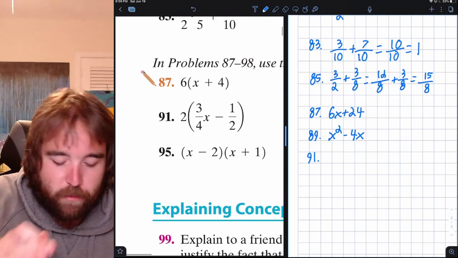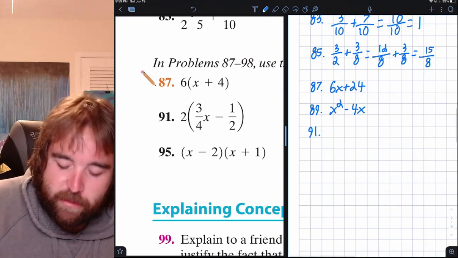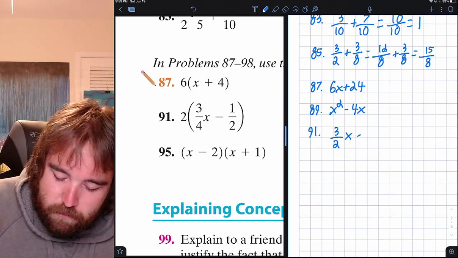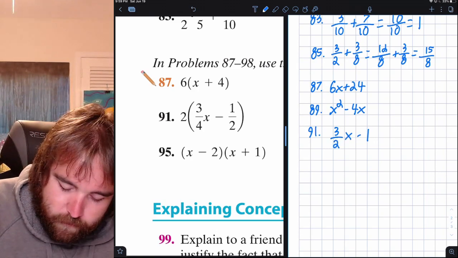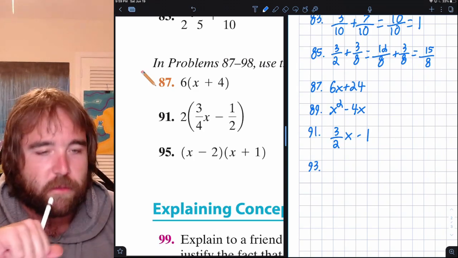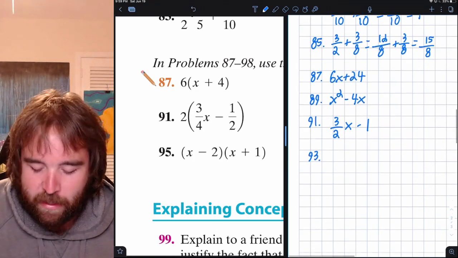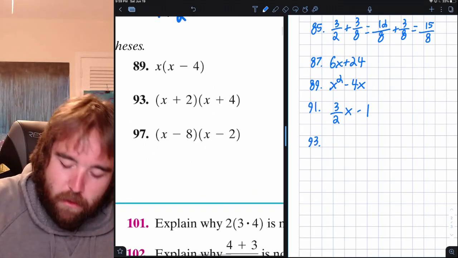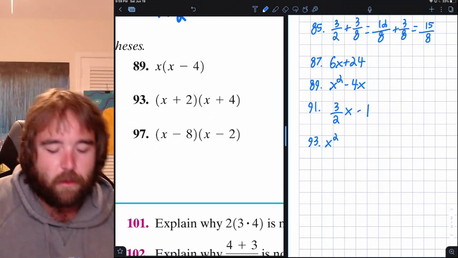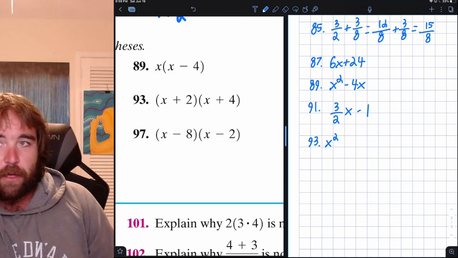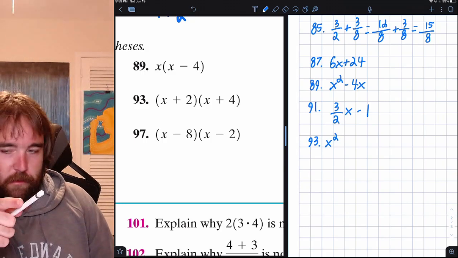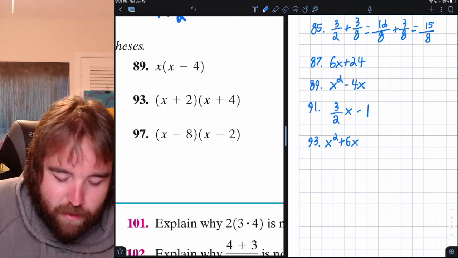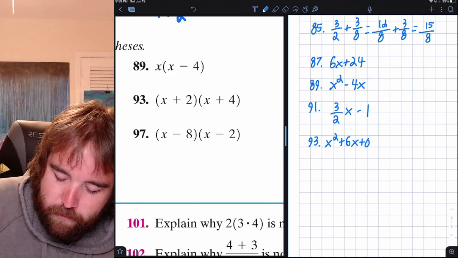So here we're going to distribute, and we're going to cancel to simplify. So that's going to be 3 halves x minus 1. 93. It's the last one in the set. Oh no, we're going to 97. 93. Here we go, foiling. So we got x squared, and then we're going to have 2x plus 4x, so that should be 6x. And then 2 times 4, which is 8.